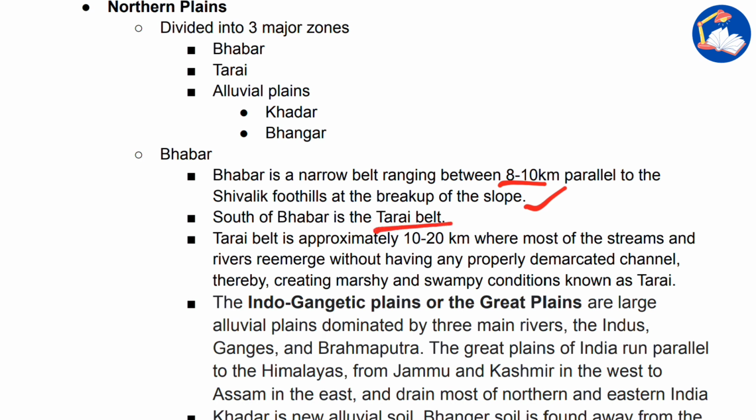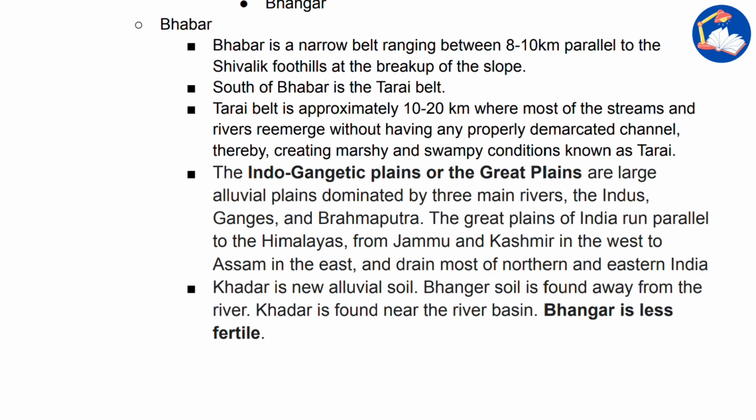Now, south of Bhabar is a Terai belt. We will see all these points in the map, so no need to worry. Okay. Terai belt is approximately 10 to 20 kilometer where most of the streams and rivers re-emerge without having any properly demarcated channel, thereby creating marshy and swampy conditions known as Terai. The Indo-Gangetic Plains or the Great Plains are large alluvial plains dominated by three main rivers, the Indus, the Ganges, and Brahmaputra river. Okay, the Great Plains of India run parallel to the Himalayas from Jammu and Kashmir in the west to Assam in the east and drain most of the northern and eastern India.